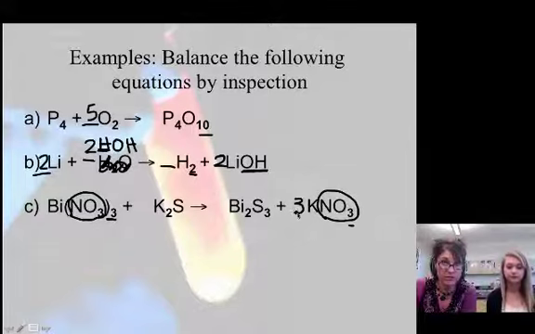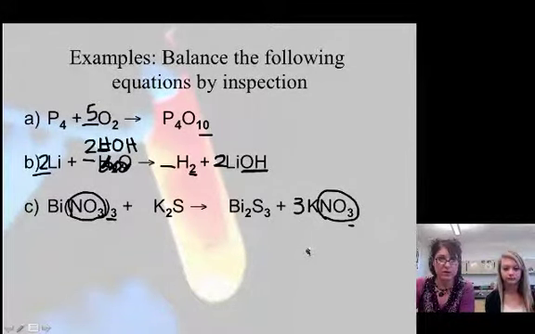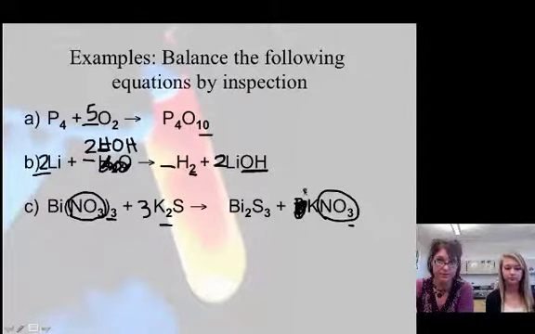So let's try putting a 3 out front. Okay, what else changed when I put a 3 there? Now you have 3 potassiums. Okay, so let's come back here. Oh, I have a 2 there. So if I put a 3 here, that makes 6 potassiums. All right, well, we'll have 6 potassiums.